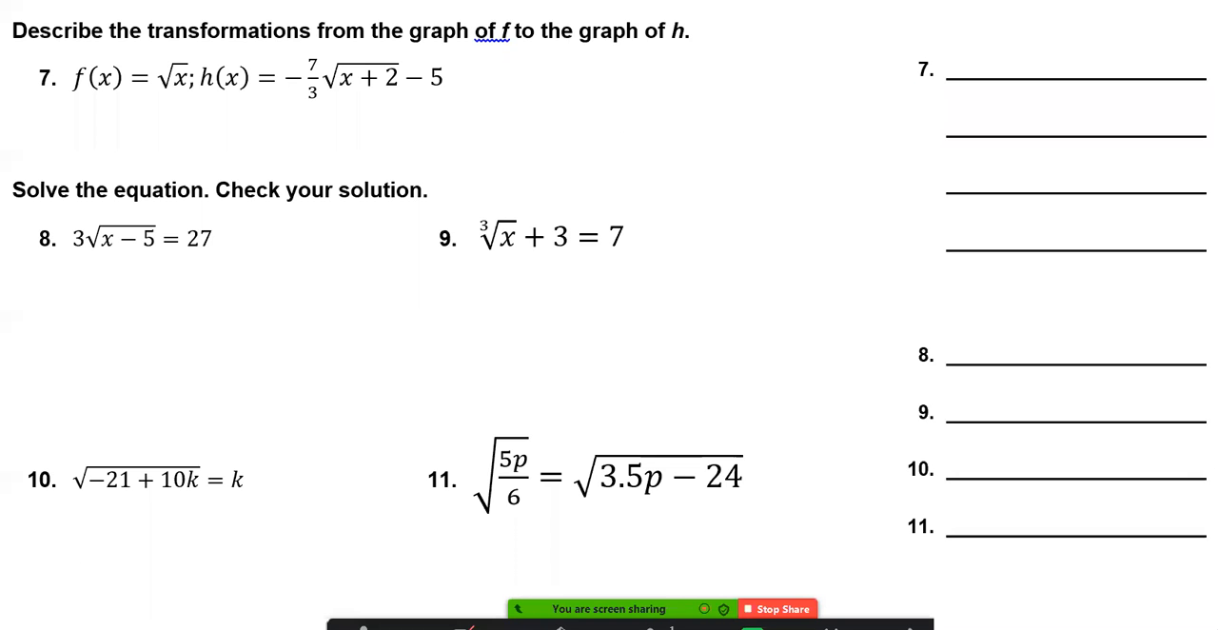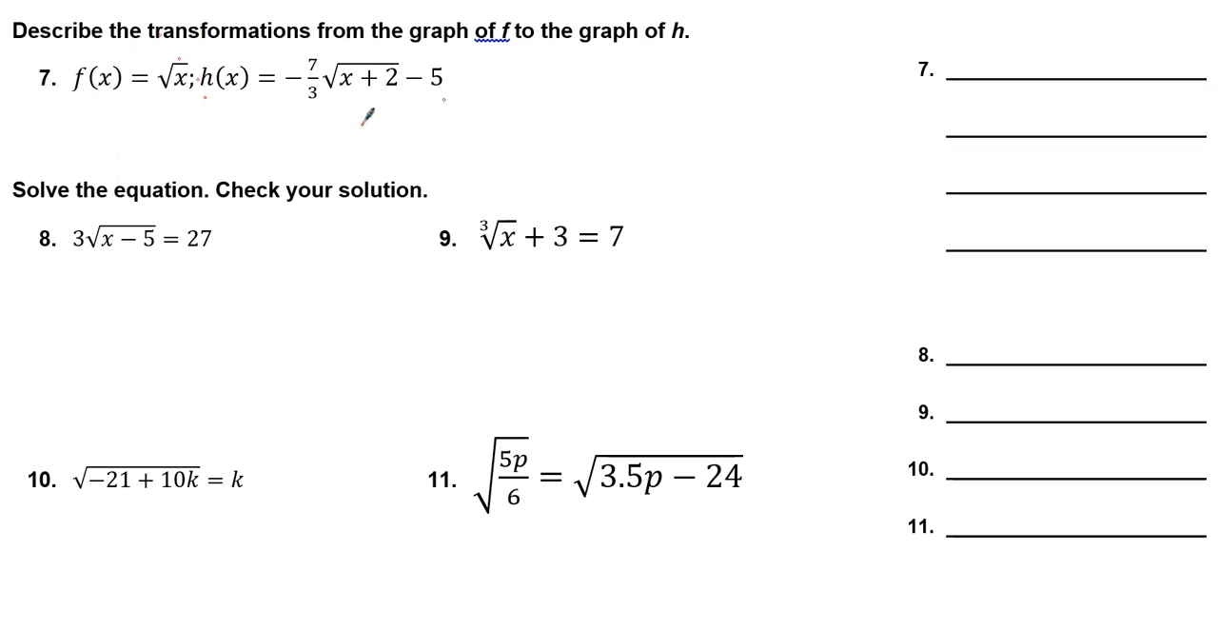All right, this is part 2 of the Algebra Chapter 10 practice test. This says describe the transformations from the graph of f to the graph of h. Well, f looks like the parent graph or parent function, the square root function, and h obviously is different.